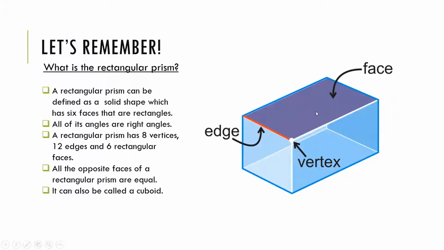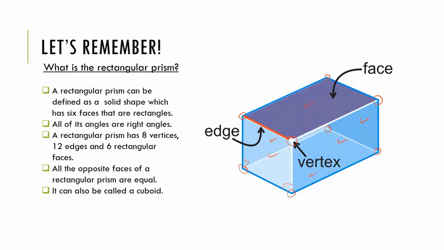Let's remember, what is the rectangular prism? A rectangular prism can be defined as a solid shape which has six faces that are rectangles: 1, 2, 3, 4, 5, 6. All of its angles are right angles. This one and this one you can see here. A rectangular prism has 8 vertices: 1, 2, 3, 4, 5, 6, 7, 8.